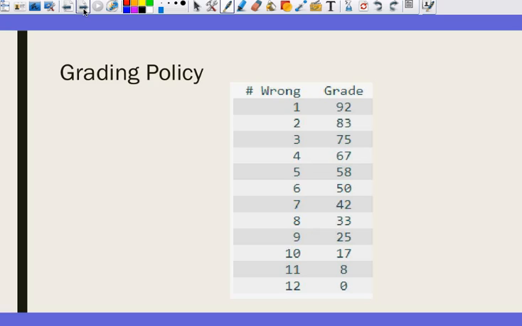Second thing, let's say they missed 1.5 questions. Round that down to 1. So if they missed 3.5 questions, round that down to 3. Does that make sense? Good? Okay.